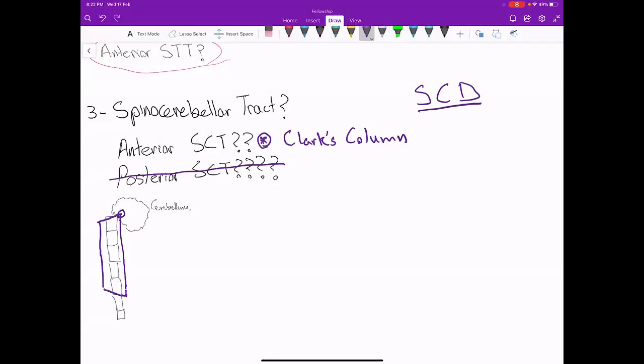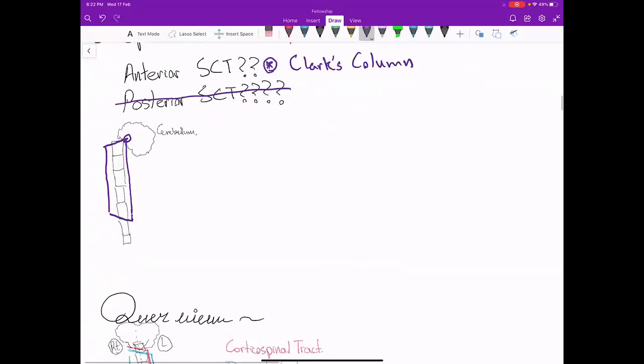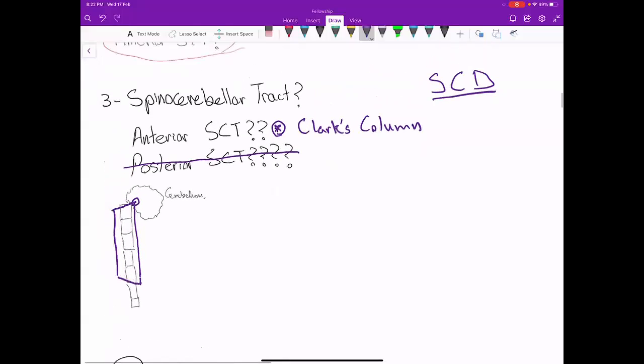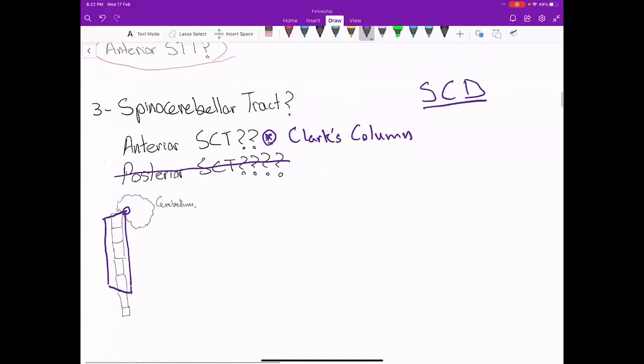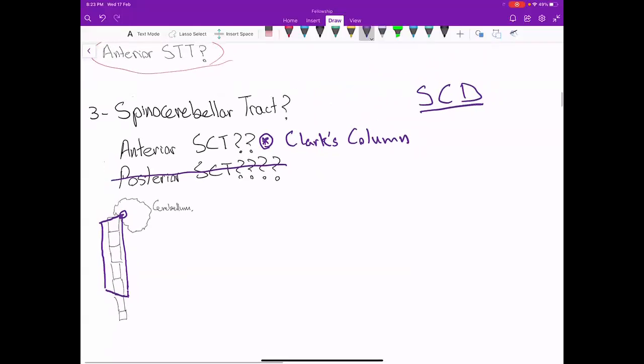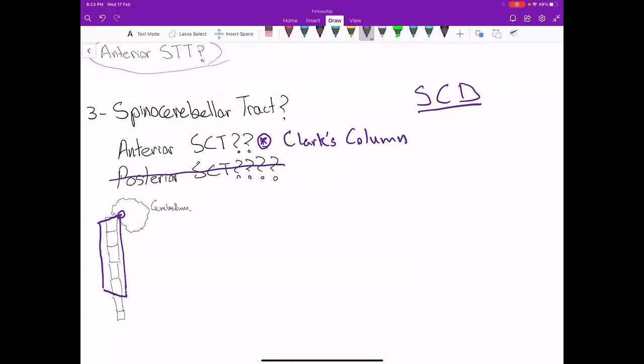Is this clear? Doctor, I have a simple question. Go ahead. So the anterior spinocerebellar tract decussates twice. That's why we just say it's ipsilateral. Exactly. And the second decussation is where exactly? At the level of the cerebellum, near the brainstem. Oh, okay. Thank you. You're welcome.